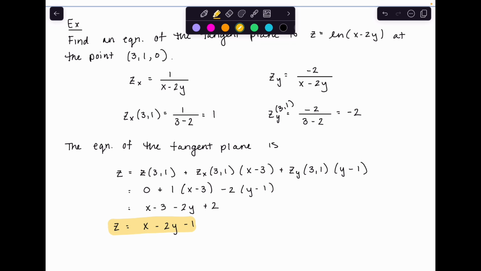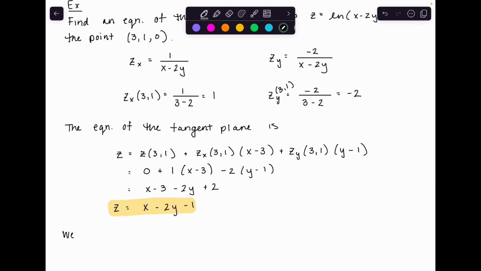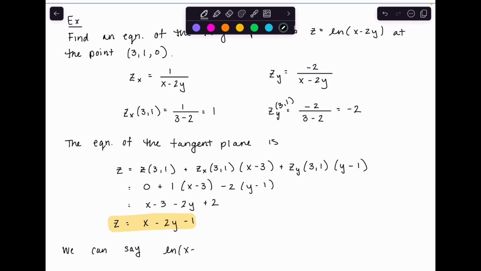So it doesn't say to find this or approximate this, but what you could say is that natural log of x minus 2y, which is our function, is about equal to x minus 2y minus 1 nearby the point (3, 1, 0). Because I may not be able to evaluate natural log, but I could plug in those values of x and y very easily over here. Right?